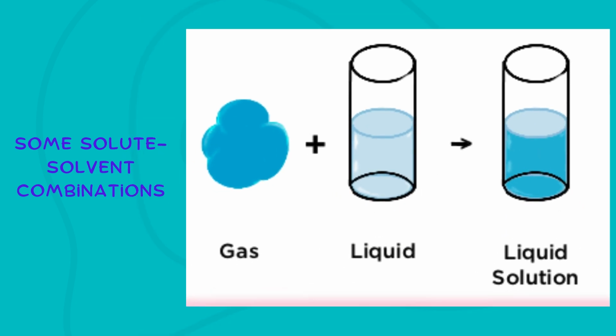The next type is the gas and liquid solution. In this solution, a gas is dissolved in a liquid. Examples for this are the soda drinks. In these drinks, carbon dioxide is dissolved in water under pressure.